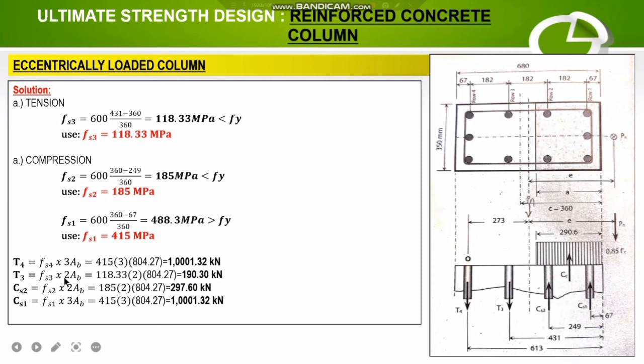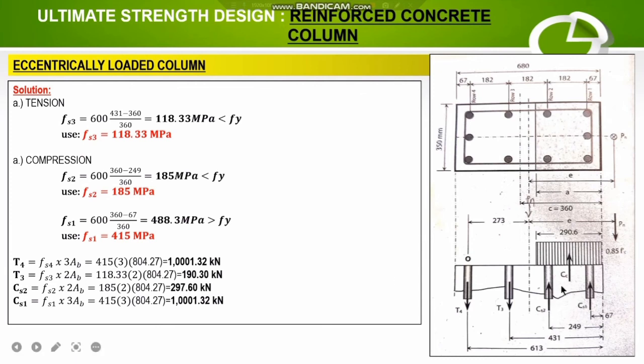Then for tensile force 3, T3, the area covered by this force is 2 longitudinal bars. Therefore, our area is 2AB. So T3 is equal to Fs3 times 2AB, which is equal to 118.33 times 2 times 804.27. Therefore, T3 is equal to 190.30 kilonewtons.